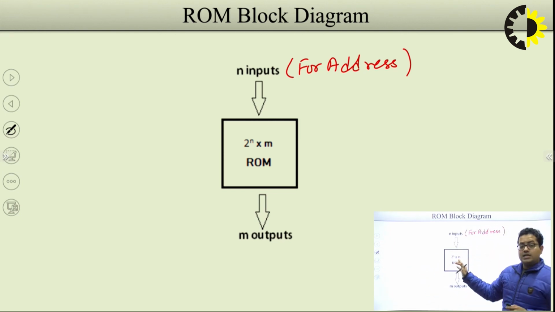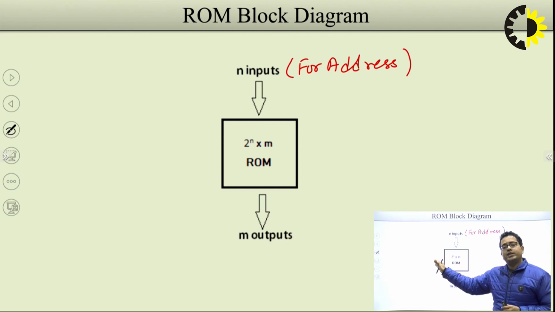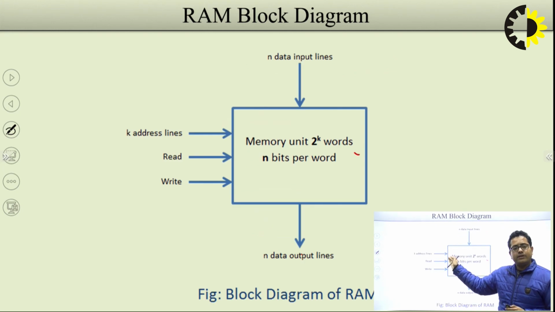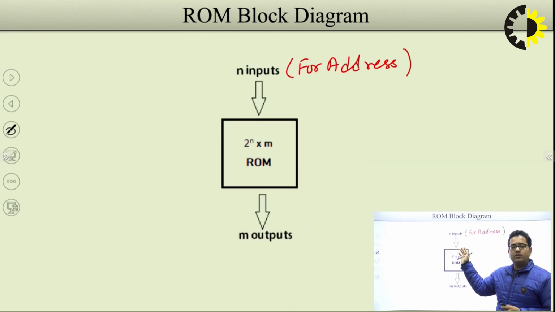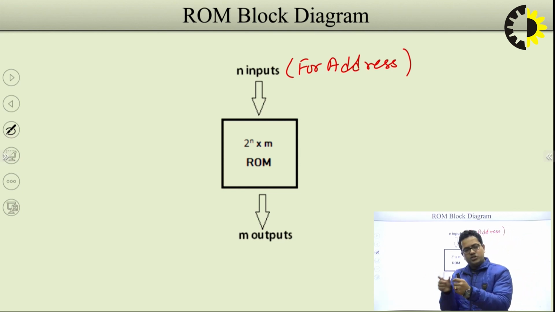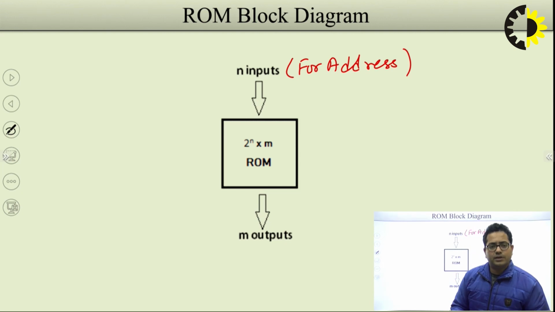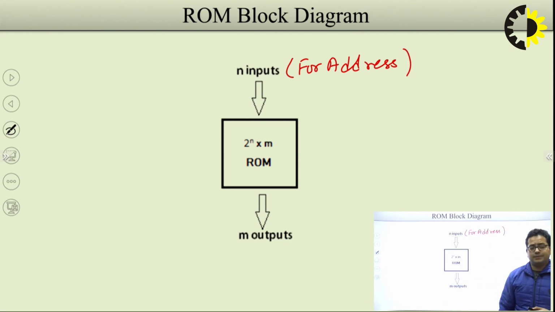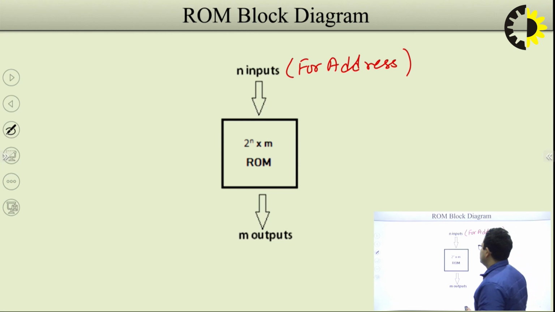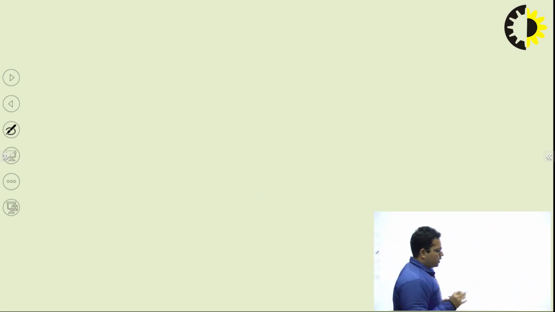So in this case, as you can imagine, there is no facility of writing. In the earlier case we had both read and write, but in this case we do not have any writing facility. You can only read it. Whatever data is burned inside the particular chip is going to be accessed by the programmer or by a processor.